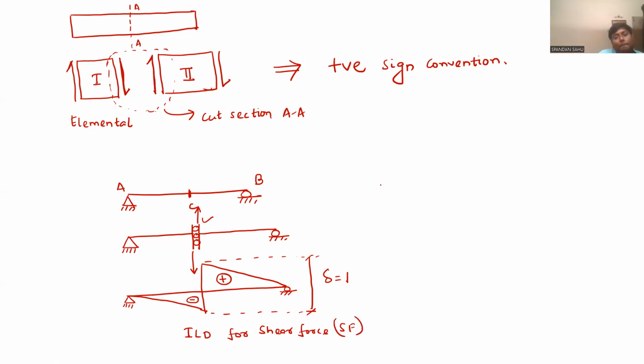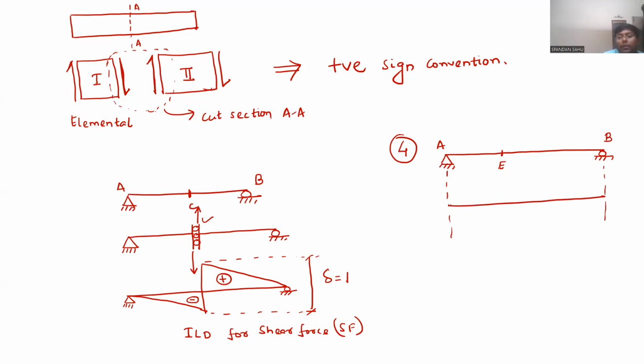You got it, right? Yes, sir. So the last part, please tell me how to draw it for bending moment. Suppose not at midspan, but at some other point apart from midspan. Let this point be E. I am drawing the ILD. The ILD will be somewhat like this.